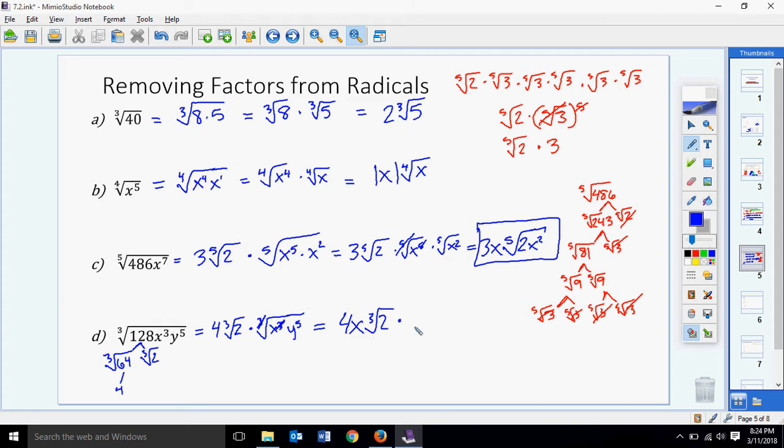And I want to rewrite y to the 5th as y cubed times y squared. Now my cube root and my cube will cancel. So y will be by itself. So I have 4 times x times y times the cube root of 2 times the cube root of y squared. If they're the same root, I want to multiply them. So 2 times y squared underneath the cube root would be 2y squared.